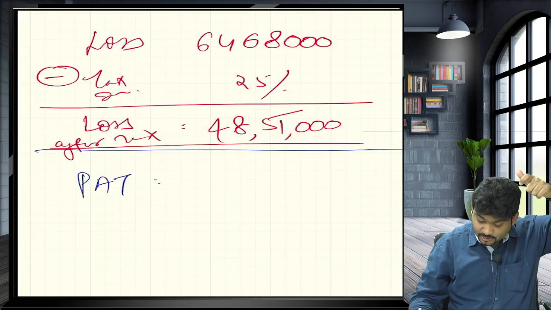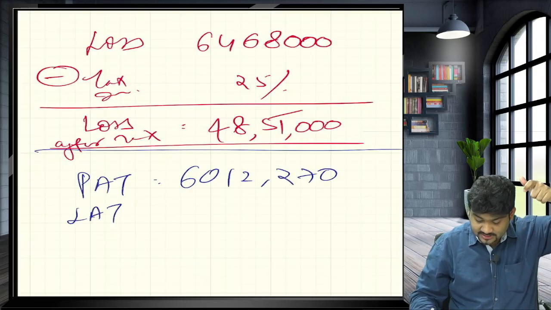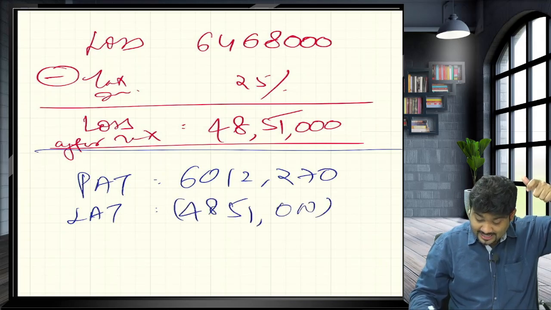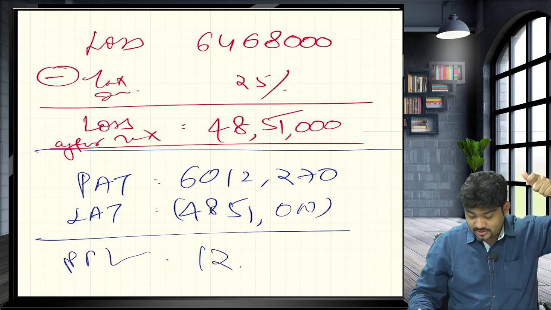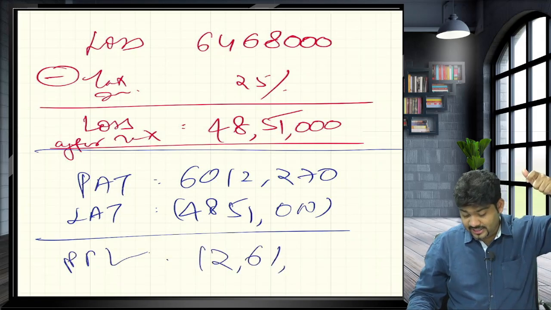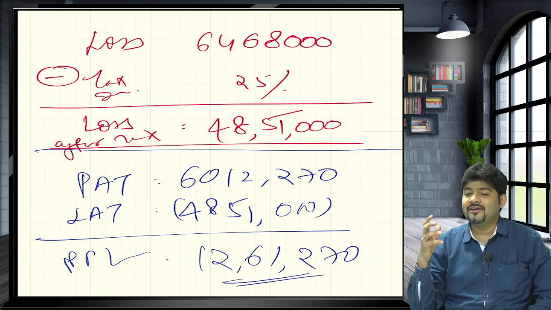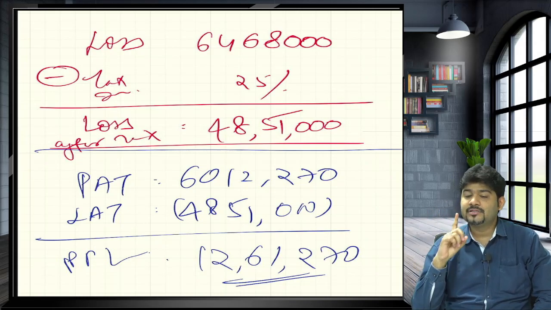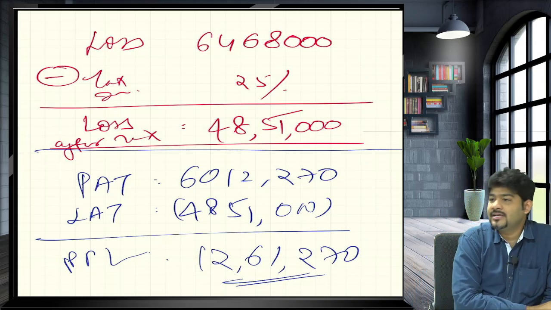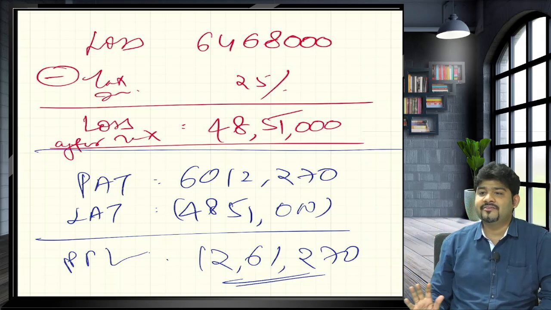60 lakh 12,270, no? Yes, sir. Yes or no? And loss after tax is how much? 48 lakh 51,000. So net we are making a profit after tax, no? How much? 12 lakh 61,270. And so what will be our financial advice? We should go ahead with India purchasing from the Japanese MNC after considering all the provisions of taxation and everything.